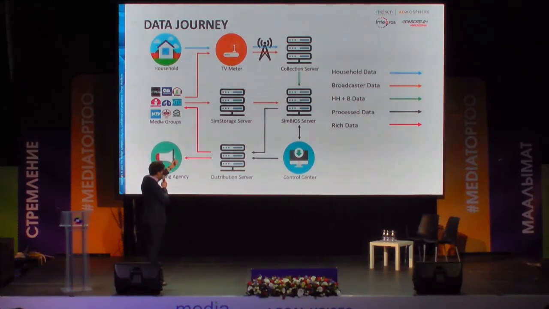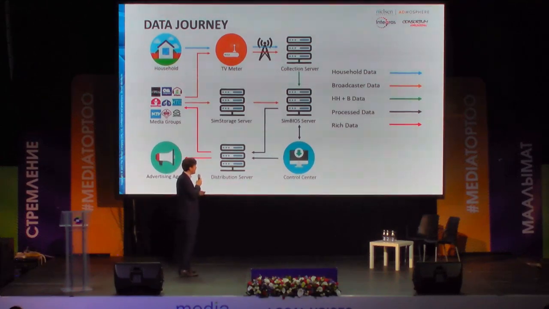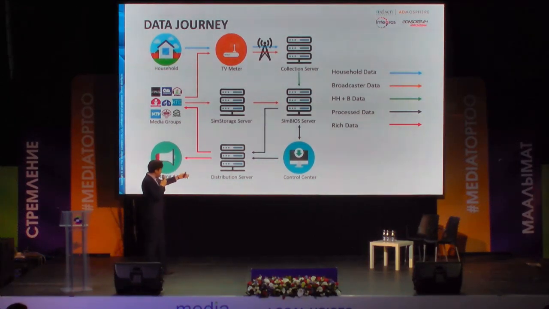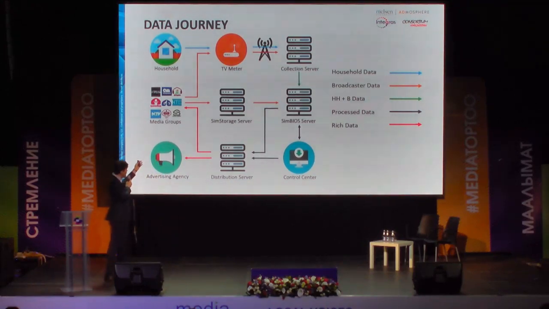And then this is transferred to the Symbios server, which is basically the core server that we use to produce data. Our control center, some of the data has to be processed, some of it can be sent straight to the distribution server. Once it goes through the control center, we can be sure that the data can be read and understood by TV channels and advertisers. And this is sent to the advertising agency and media groups. So this is basically the cycle of how information comes from the household and goes back to the TV channels and also advertising agencies.